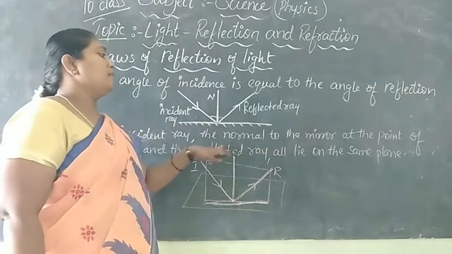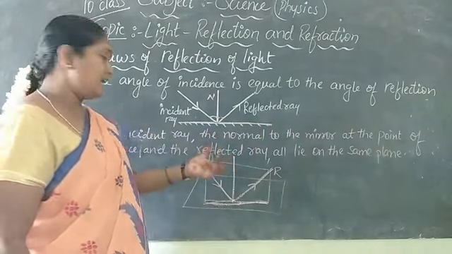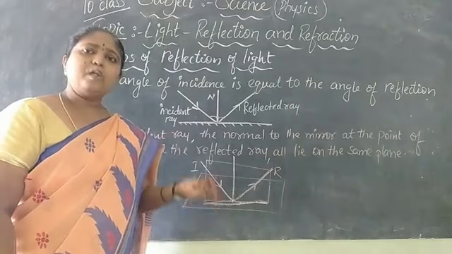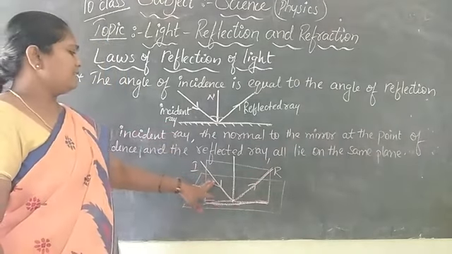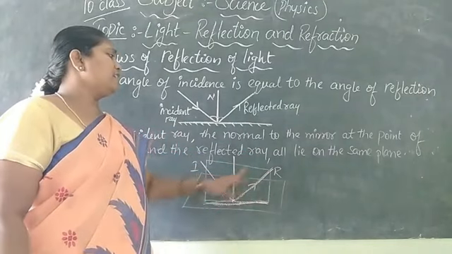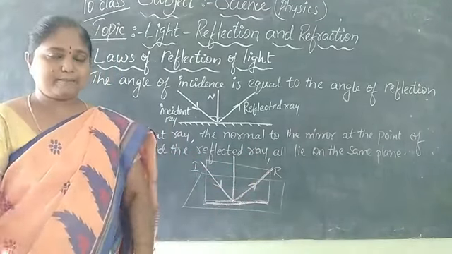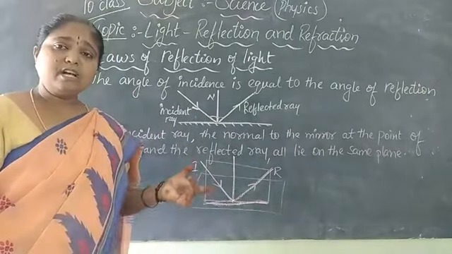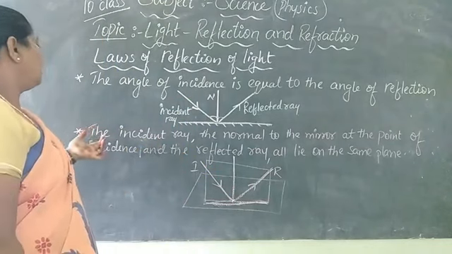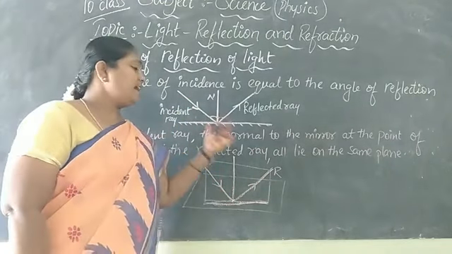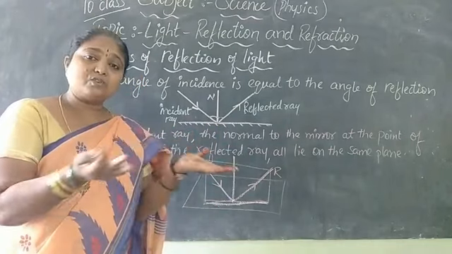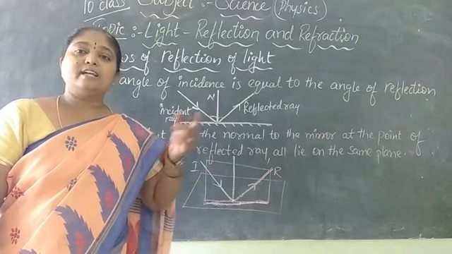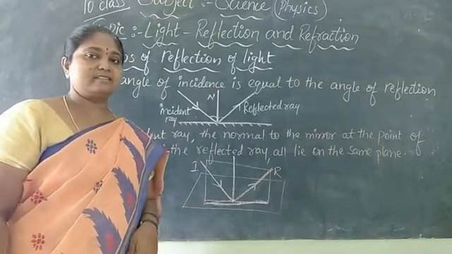The incident ray, the normal ray to the mirror at the point of incidence and the reflected ray all lie on the same plane. Or else you can say it like this also: incident ray, normal ray and the reflected ray all lie on the same line. Okay? Once again, the angle of incidence is equal to the angle of reflection. Then the incident ray, the normal ray and the reflected ray all lie on the same plane. Okay, understood? Now let me go for the characteristics.